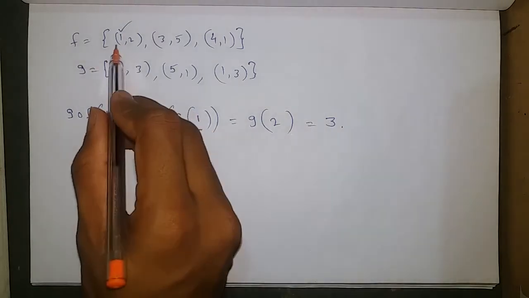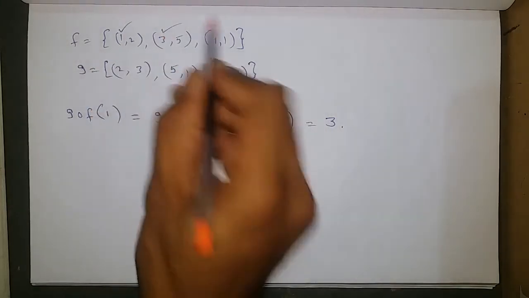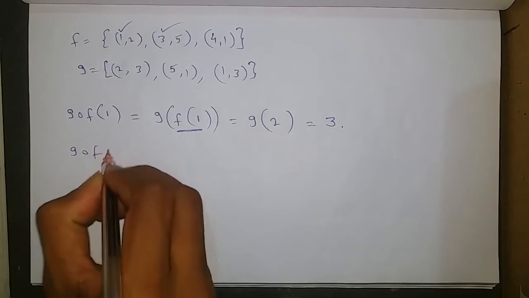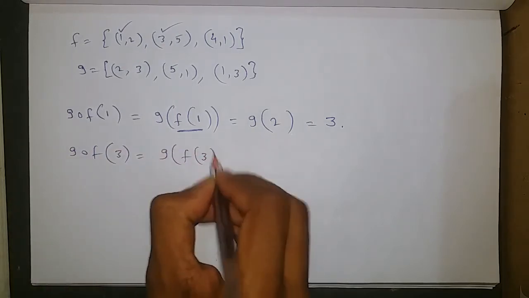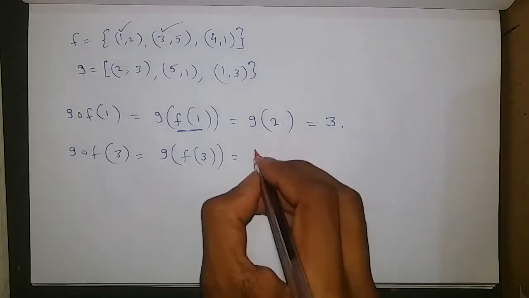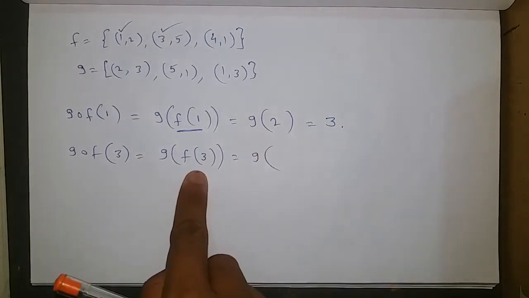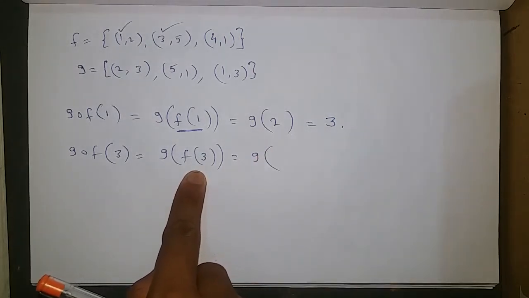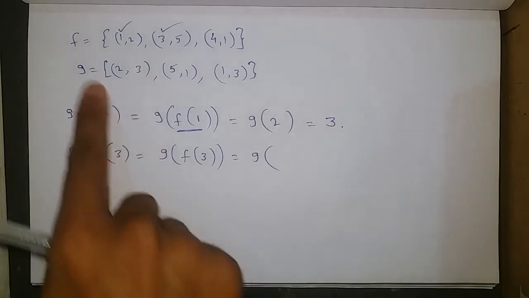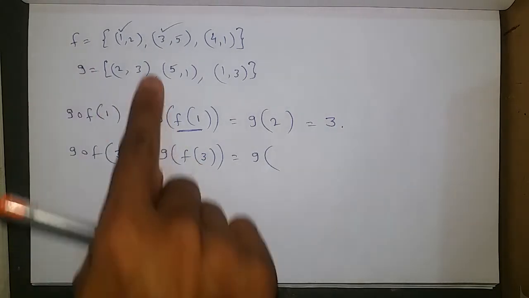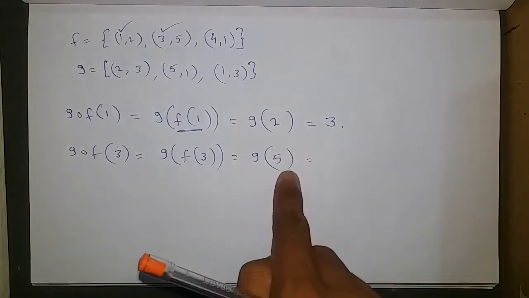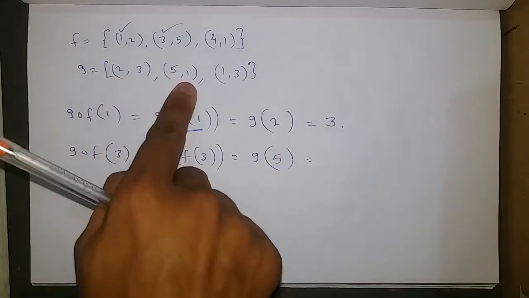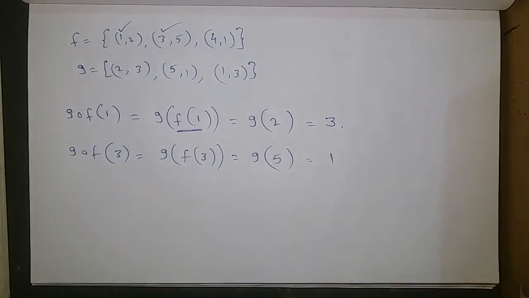For the first domain element 1 completed, now the second one, 3. That is g of f of 3. In f, the domain 3 gives range 5, so write 5 here. Next, g of 5: in g, 5 gives 1. So g of 5 is 1.